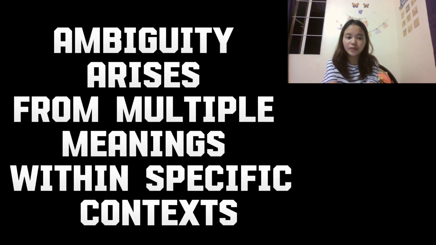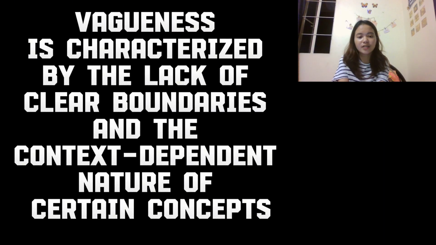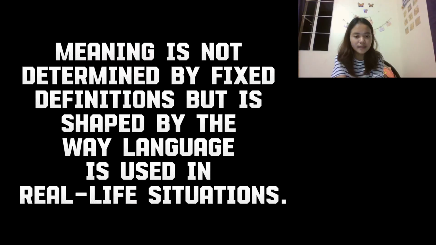Ambiguity arises from multiple meanings within specific contexts, kagaya na lamang ng salitang loob at hiya, while vagueness is characterized by the lack of clear boundaries and the context-dependent nature of certain concepts kagaya ng mga salitang marami at kaunti. Both phenomena emphasize Wittgenstein's view that the meaning is not determined by fixed definitions but is shaped by the way language is used in real-life situations.